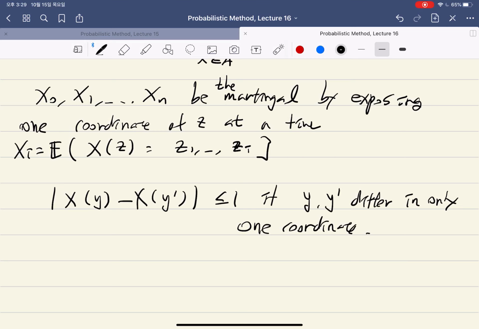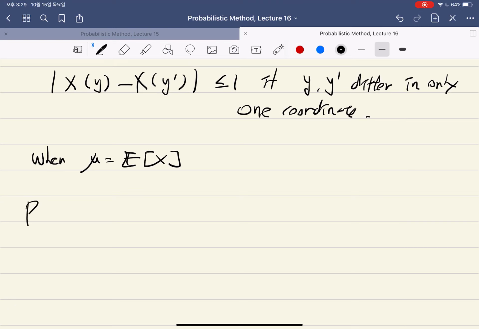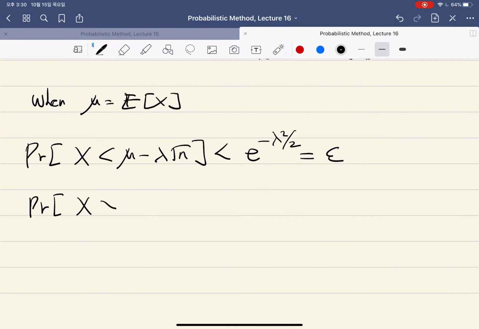So we check the Lipschitz condition, and with this setup of exposure martingale, we can apply Azuma's inequality. This Lipschitz condition shows that the difference between x_i and x_{i+1} is at most 1. So by letting mu be the expectation of x, the probability that x is smaller than mu minus lambda square root of n is smaller than e to the negative lambda squared over 2, which is epsilon, and the probability that x is bigger than mu plus lambda square root of n is again smaller than epsilon.